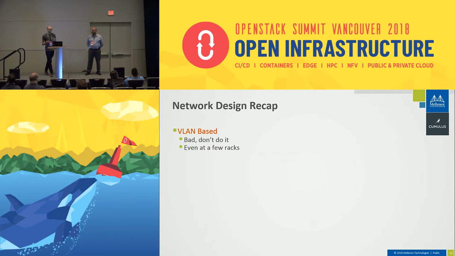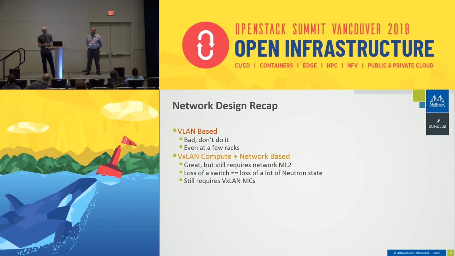So, VLANs are bad, right? You have that shared blast radius. You shouldn't do it. Really, beyond one or two racks, don't do VLANs. You look at some of these other solutions. Look at VXLAN with compute and network-based, right? It's great, but it still requires ML2 on the network.